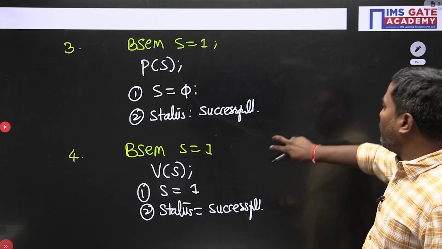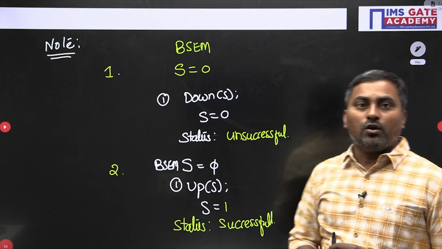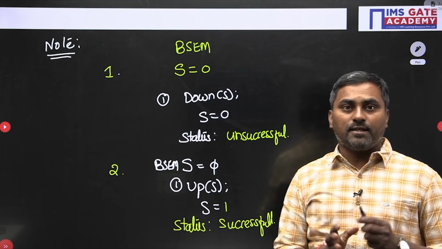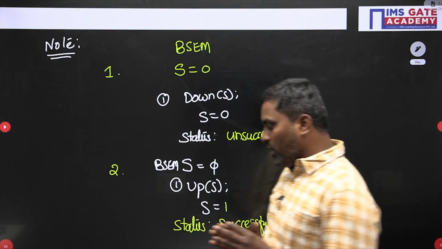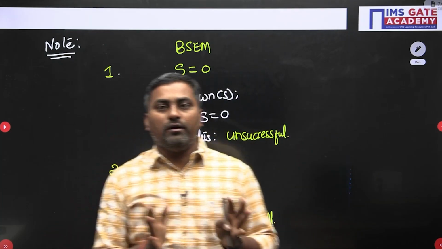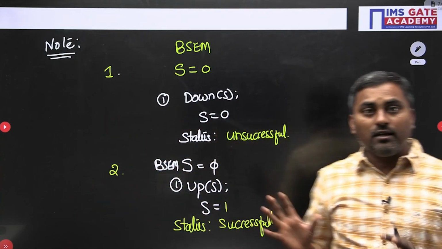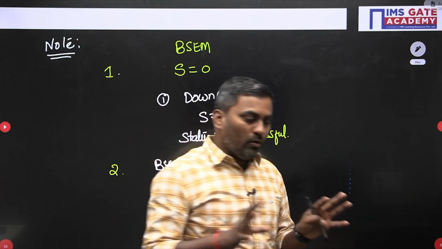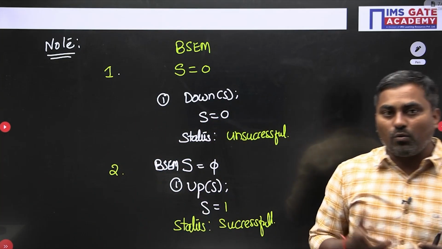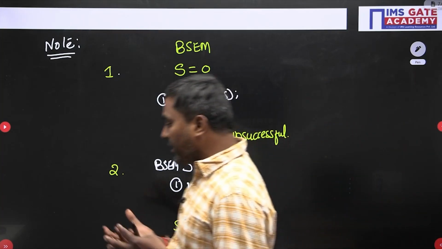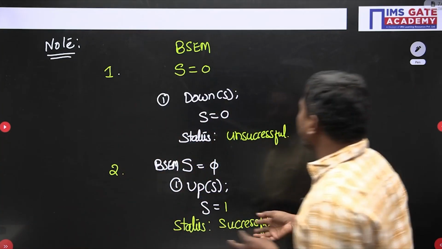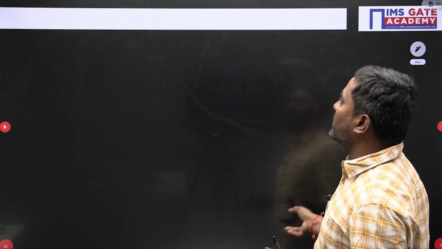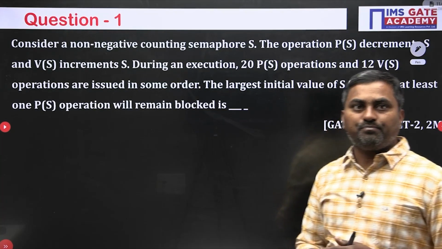So these are the 4 important points we can notice from the binary semaphore. I hope that those who watched part 1 of semaphore will definitely understand the concept of the semaphore and its implementation in terms of counting semaphore as well as binary semaphore. So let's see what type of questions they can ask in a GATE paper.